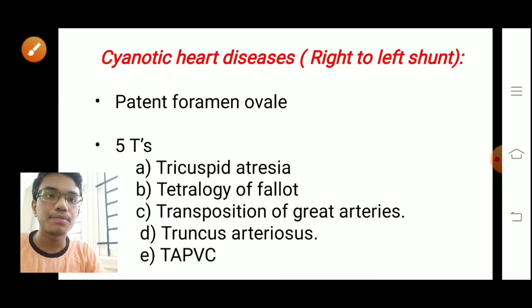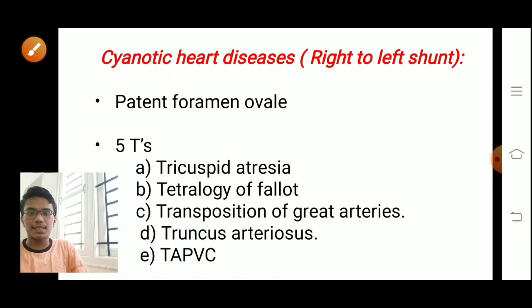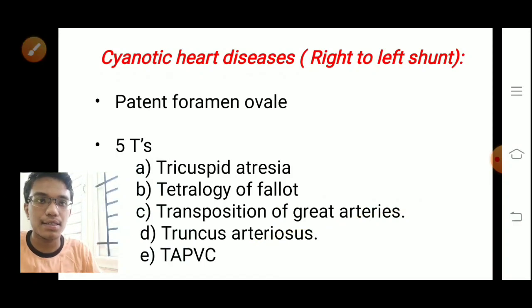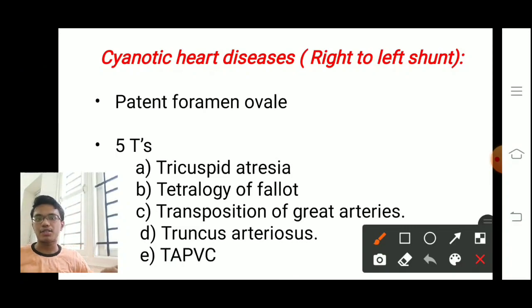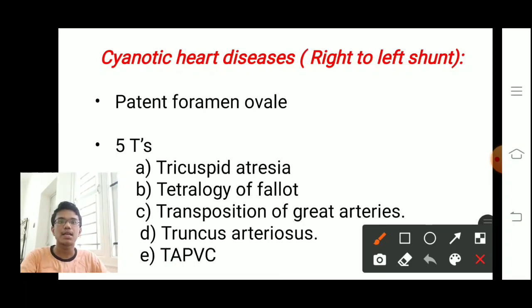Now going to the classification of these congenital heart diseases. It's simple. Just remember, there are two categories. Congenital heart diseases can be classified into two types: one is the cyanotic heart diseases, and on the other hand, you have acyanotic heart disease. In cyanotic heart diseases, cyanosis is a characteristic feature and it will be right to left shunt, bypassing the lungs.